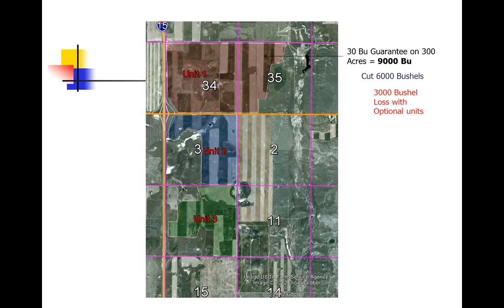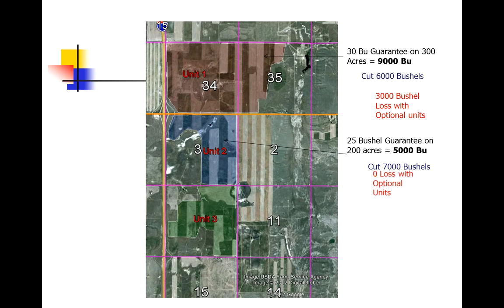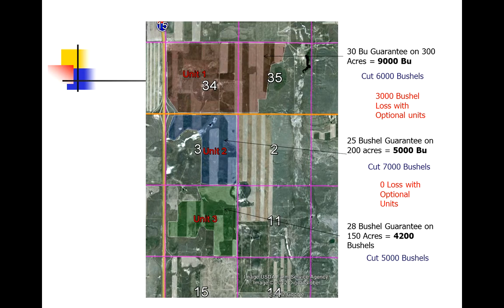So here's an example of how enterprise versus optional units would pay. In this example, we have 3 units set up on the screen. As you can see, we have a 30 bushel guarantee on 300 acres on the top one, so a 9,000 bushel guarantee. We cut 6,000 bushels, so we had a 3,000 bushel loss payment with optional units. The next one had a 25 bushel guarantee on 200 acres, so 5,000 bushels. We cut 7,000 here, and so we didn't get a loss payment with the optional units.